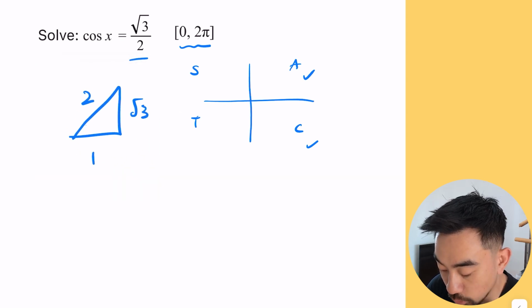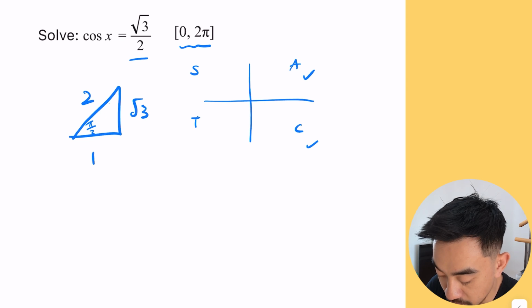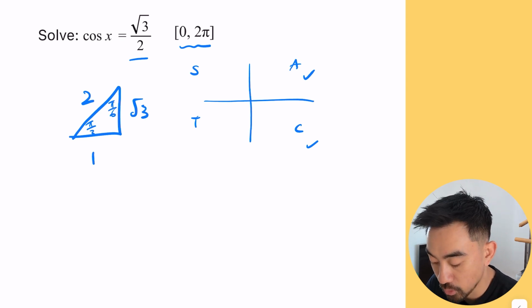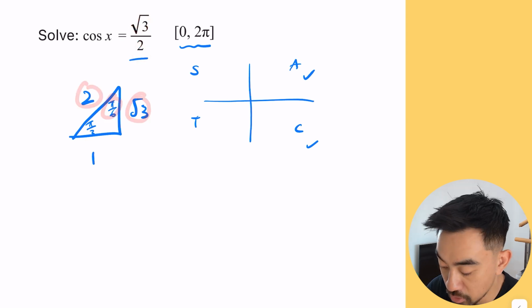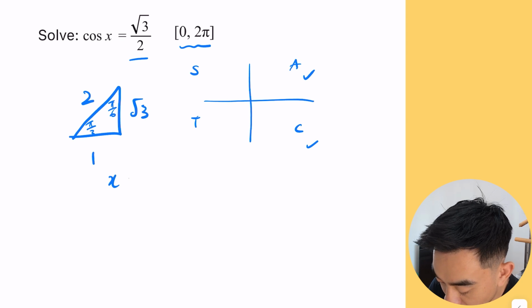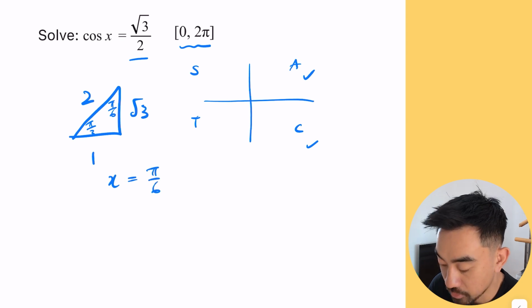Now, when does cos x equal adjacent over hypotenuse? Let me just put in the numbers here. So that's pi on 3, 60 degrees, and pi on 6, which is 30 degrees. So when does cos give me adjacent over hypotenuse? That must be pi on 6, right? Adjacent over hypotenuse. So x is equal to pi on 6.